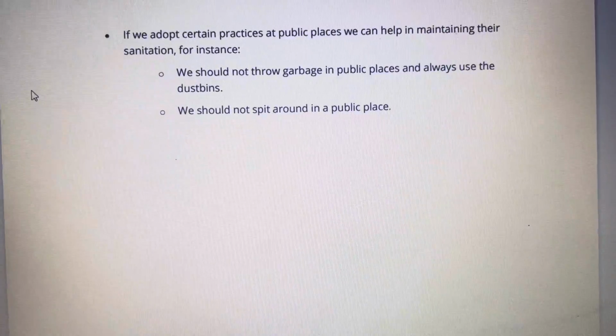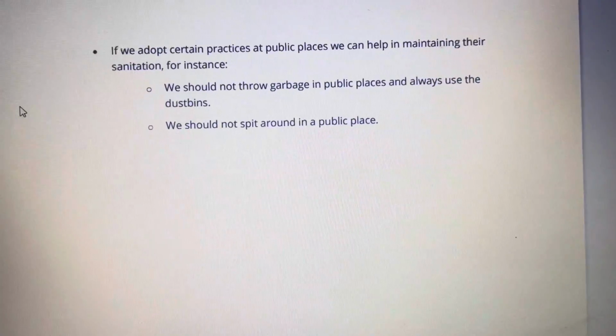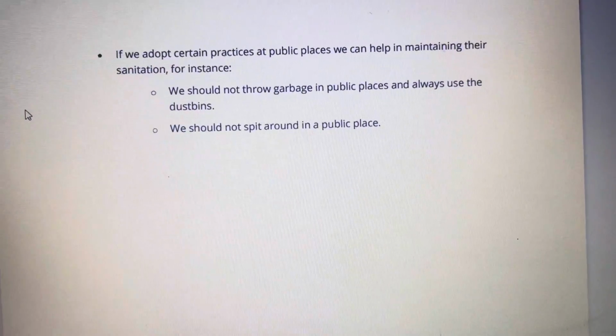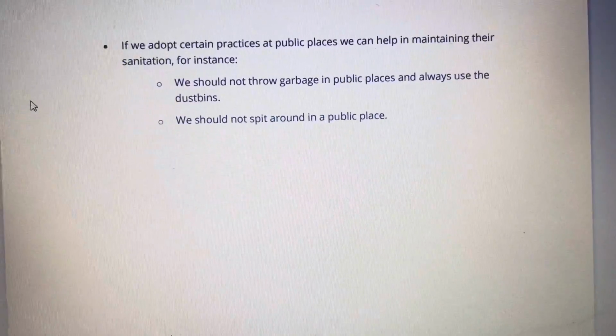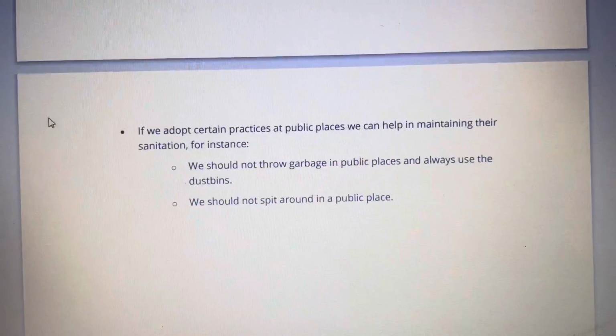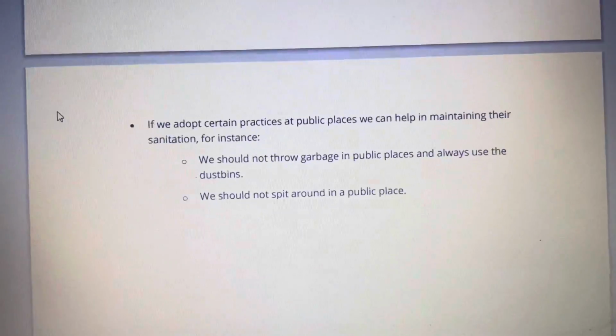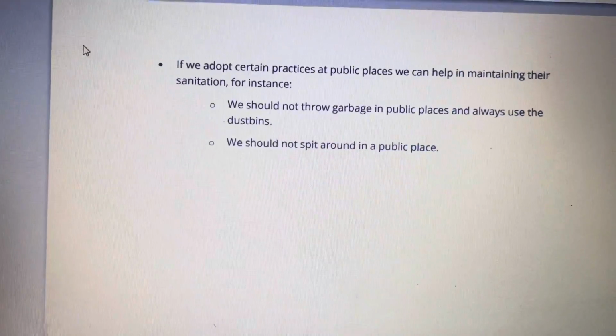For instance, we should not throw garbage in public places. Always use a dustbin. We should not spit around in public. Like during corona, we should not throw any waste over there, and also we don't spit.